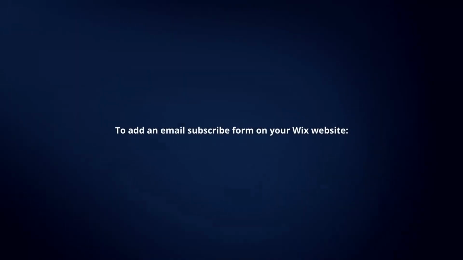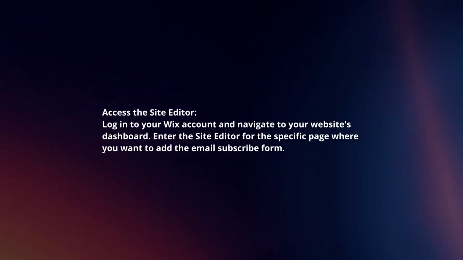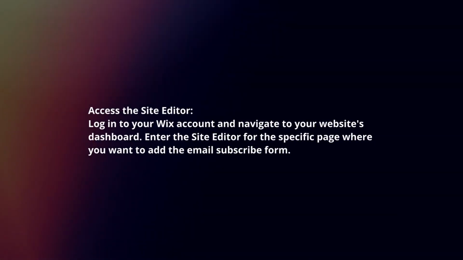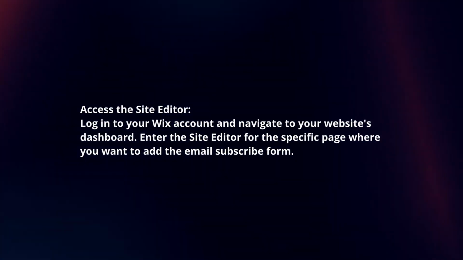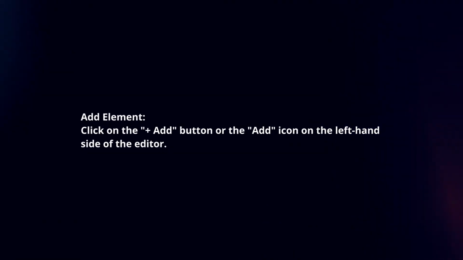To add an email subscribe form on your Wix website, access the site editor. Log into your Wix account and navigate to your website's dashboard. Enter the site editor for the specific page where you want to add the email subscribe form. Add element. Click on the plus add button or the add icon on the left-hand side of the editor.